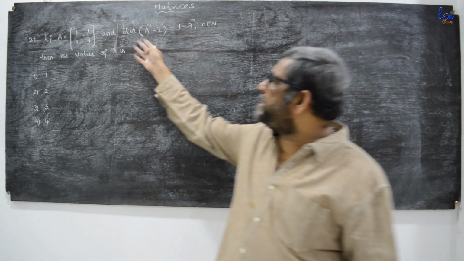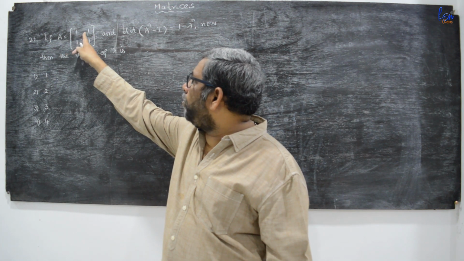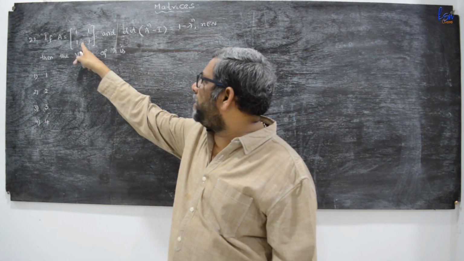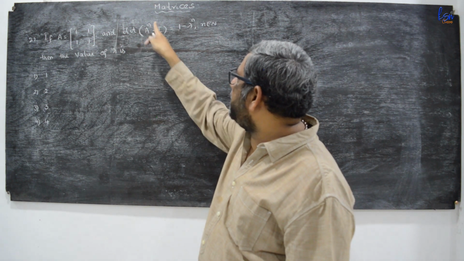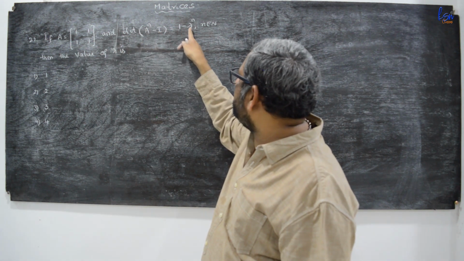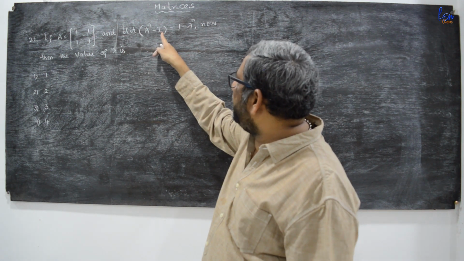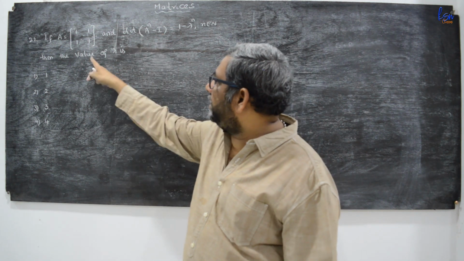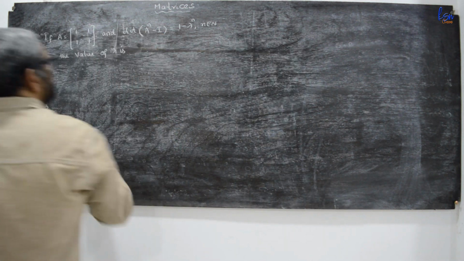Our second problem: A is equal to the 2 by 2 matrix (1, 1; 1, 1), and the determinant of A to the power n minus I is equal to 1 minus lambda to the power n, for n belonging to the natural numbers, and I is the identity matrix. Then the value of lambda is. Now we will take the solution.